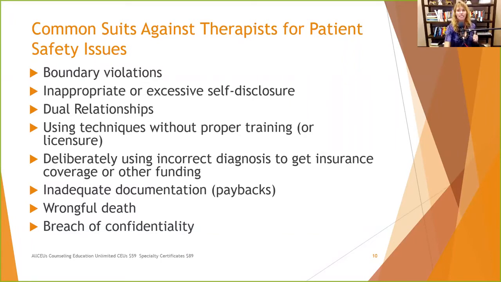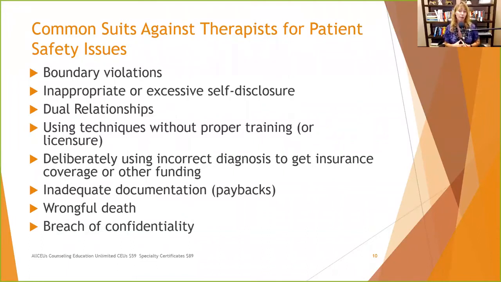Deliberately using incorrect diagnosis to get insurance coverage or other funding. Somebody comes in, they really meet adjustment disorder, but in order to get insurance payment, you diagnose them with major depressive disorder. Big no-no. Another big no-no, which I am well aware happens frequently, if you work at an agency and they get funding for mental health and they get funding for substance abuse and they run out of substance abuse funding, so you switch their diagnosis to one of mental health so you can keep them in treatment. Not okay.